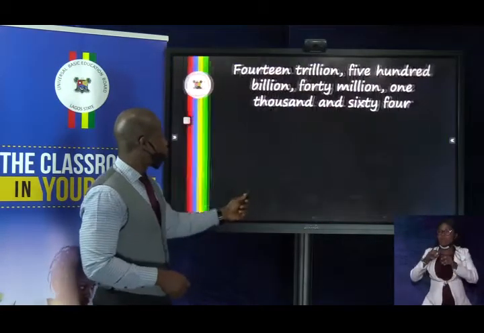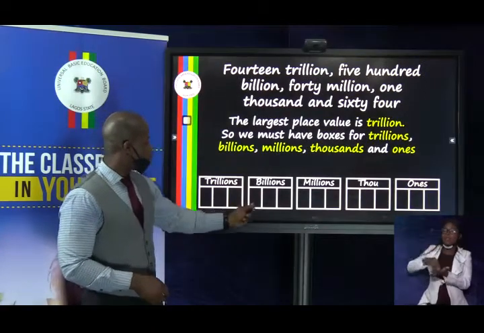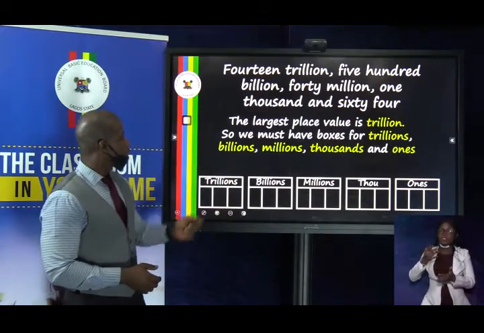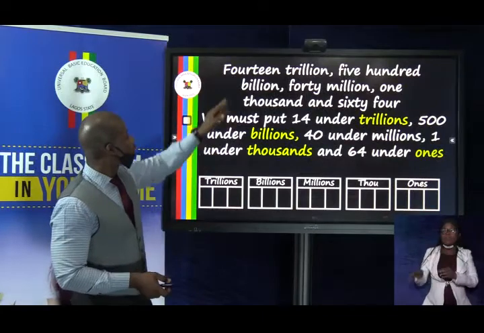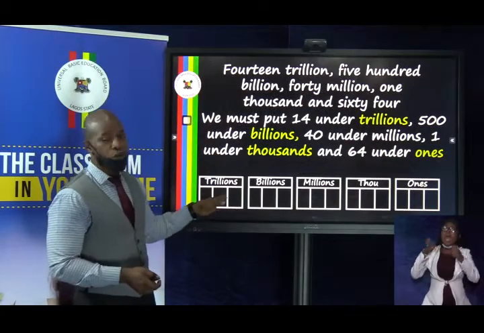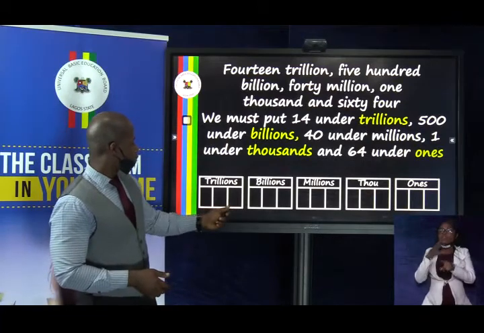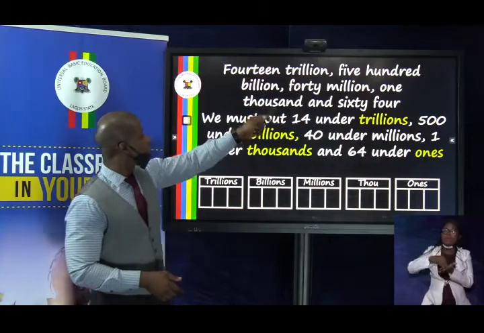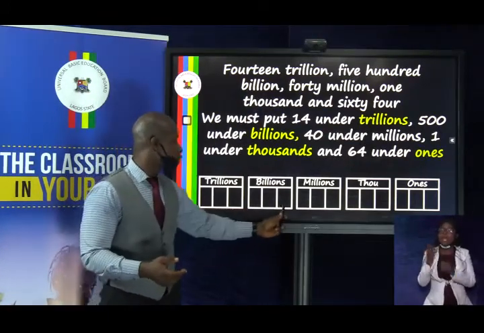So let's go. The largest place value is the trillion. We must have boxes for the trillion, the billion, the millions, the thousands, and the ones. And then you read the number to determine what falls under each. In this case, you have 14 trillion. So under trillion, you're going to put 14. Then how many billion? 500 billion. So that's 3 digits. 500 is 3 digits, so you just fill the 3 spaces.